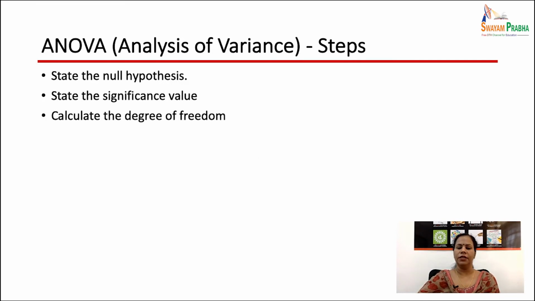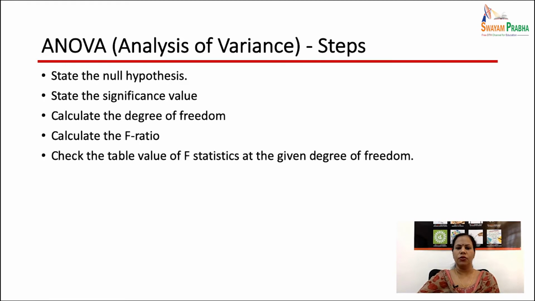Then you calculate the degrees of freedom. Degrees of freedom is always n minus 1. So if you have 3 groups, you will say n1 minus 1 plus n2 minus 1 plus n3 minus 1. That will give you the degrees of freedom. And the total degrees of freedom will also be calculated based upon the total number. Then you will calculate the F ratio, and then based upon the F statistic, you will check on the table at the given degrees of freedom.